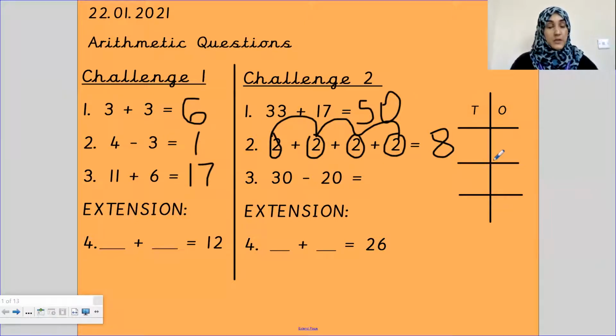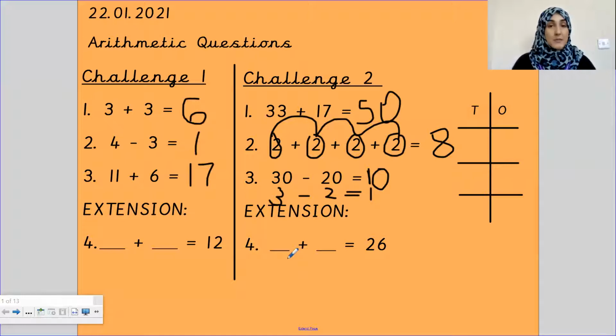Okay, next I've got 30 take away 20. Now I could perform column subtraction, but I'm not going to, because I'm going to use my knowledge of related facts. I know that 3 take away 2 equals 1. So by using my knowledge of related facts, 30 take away 20 equals 10.